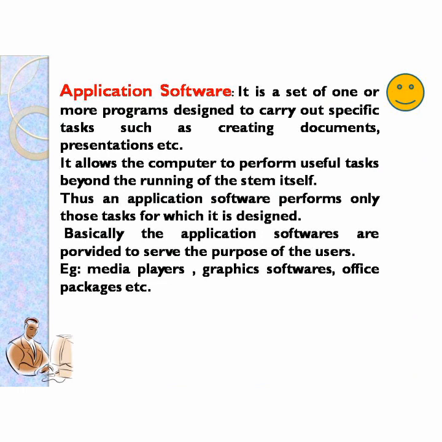Now application software. It is a set of one or more programs designed to carry out specific tasks such as creating documents, presentations, etc. It allows the computer to perform useful tasks beyond the running of the system itself. Thus, application software performs only those tasks for which it is designed. For example, media player, graphic software, office packages, these all are application software.